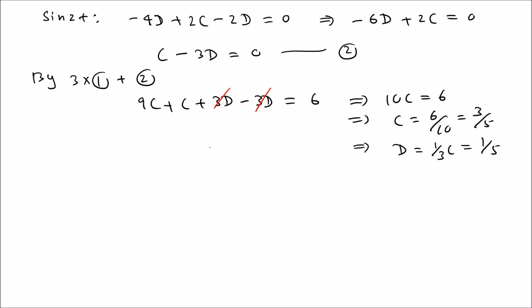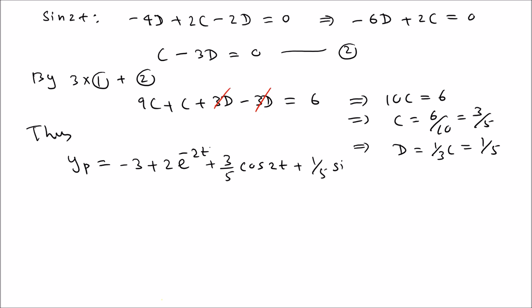Now we can write the particular solution. Not the general solution, yp is negative 3 plus 2e to the negative 2t plus 3/5 cosine 2t plus 1/5 sine 2t. So we get all the terms.